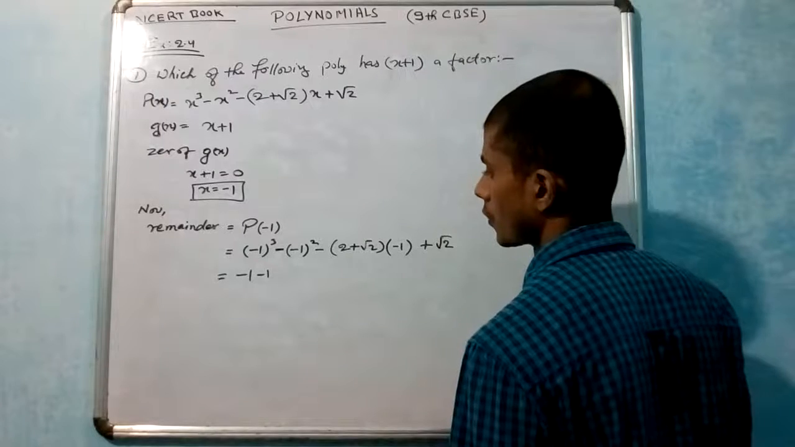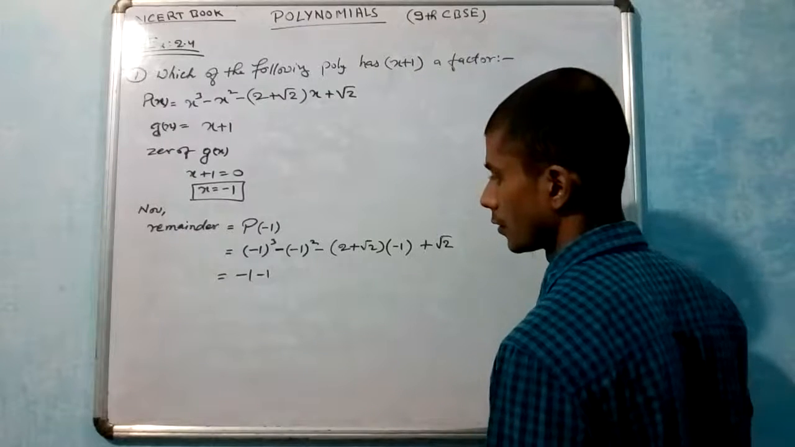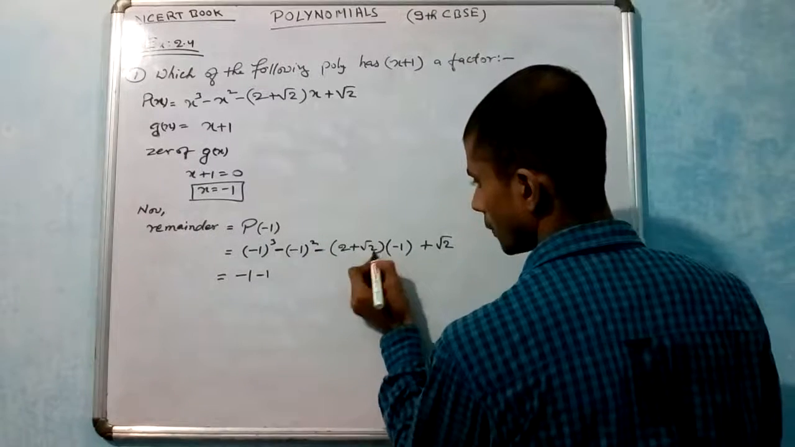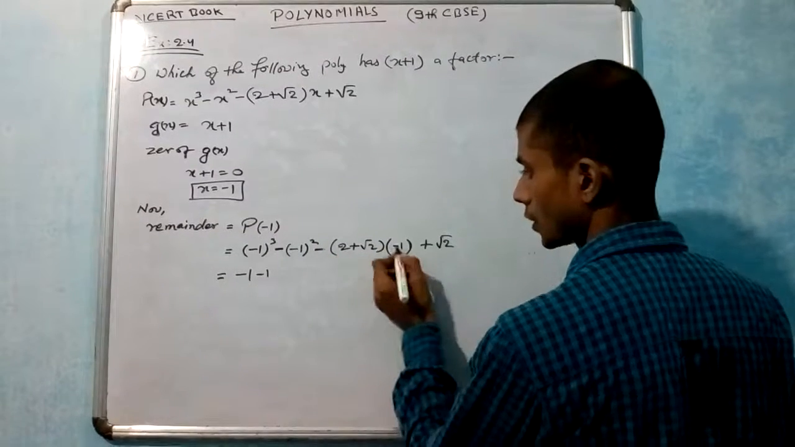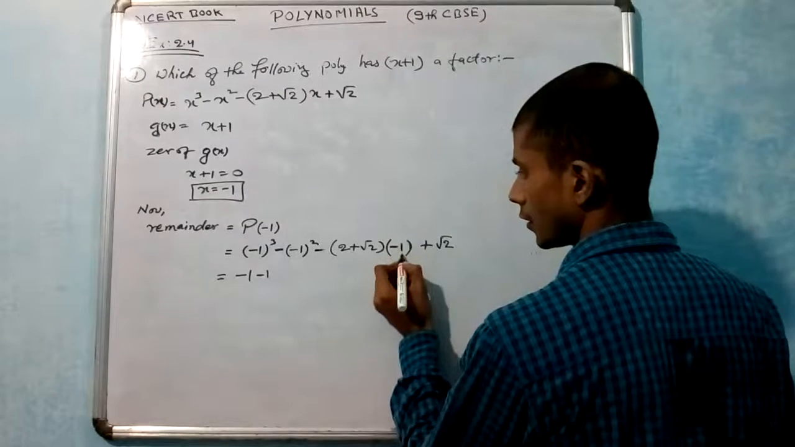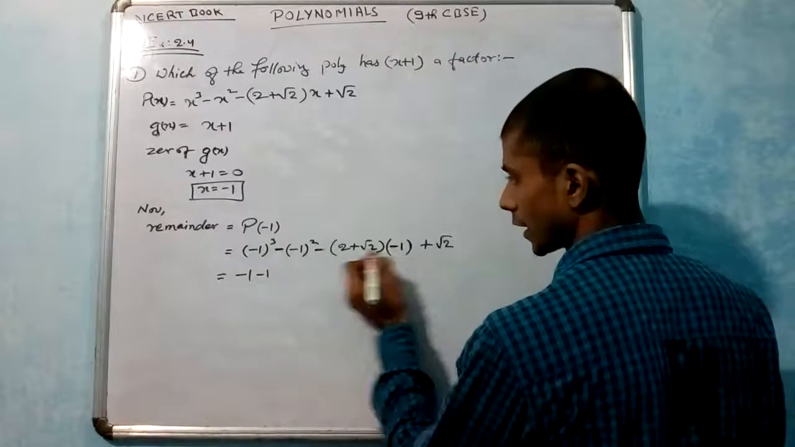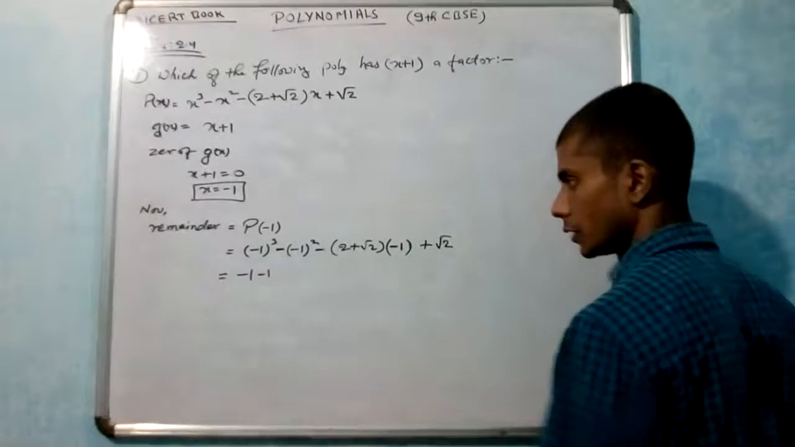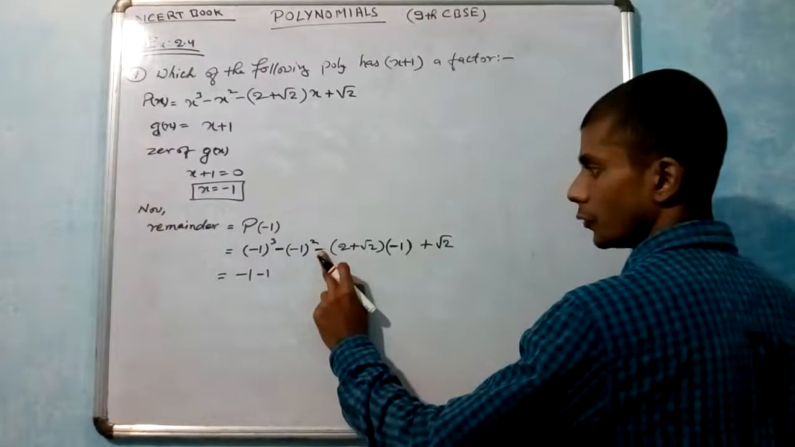Now tell me. See, this minus, this complete and this complete, all are in multiplication. We have one minus sign here. So when you open the bracket, this minus and this minus will become plus or not? They will get multiplied with each other. So minus sign into minus sign, how much? Plus sign.